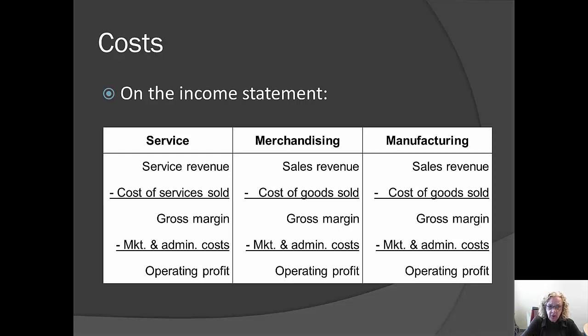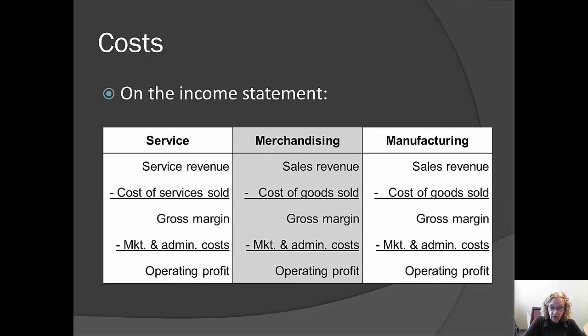On the income statement, we always have costs because it's impossible to generate revenue without them. But costs are recognized a little bit differently depending on what kind of a business we run. For service businesses, we recognize service revenue minus the cost of the services that we provided, and that gives us our gross margin or gross profit. Then we subtract out all of our marketing and administrative costs to arrive at our operating profit.